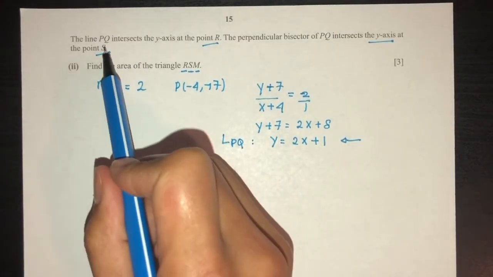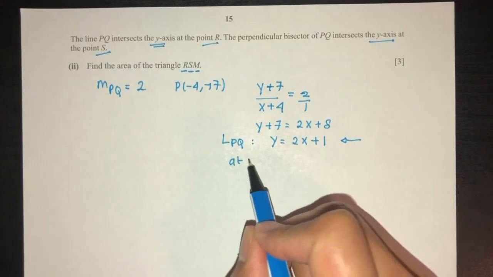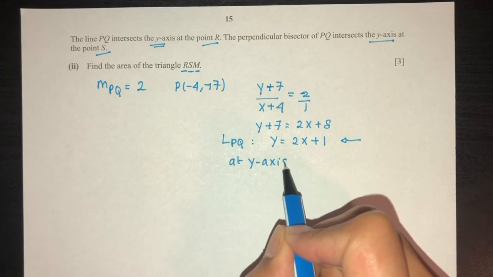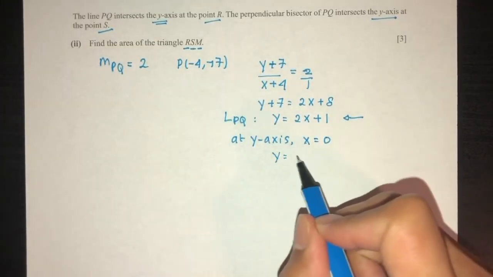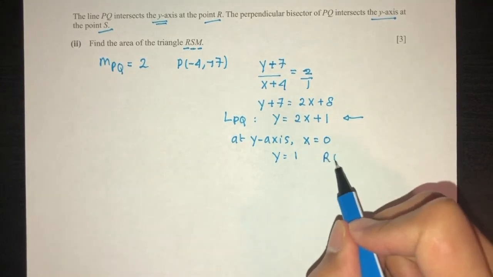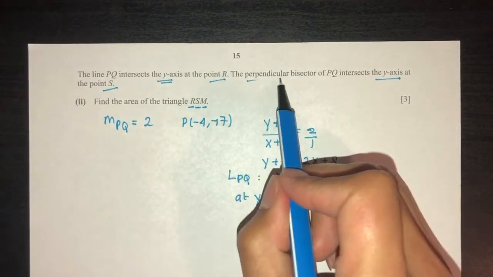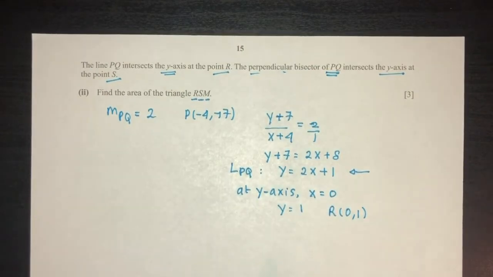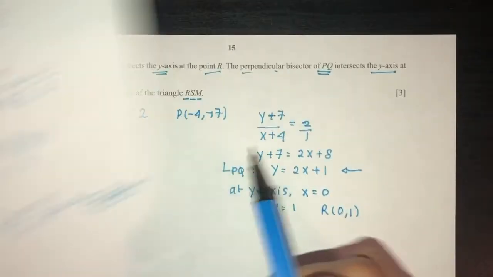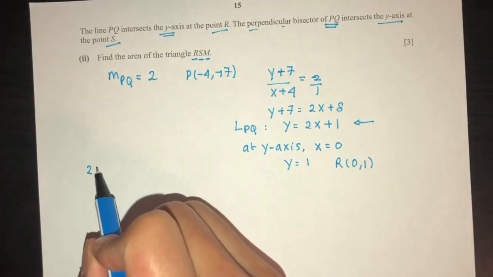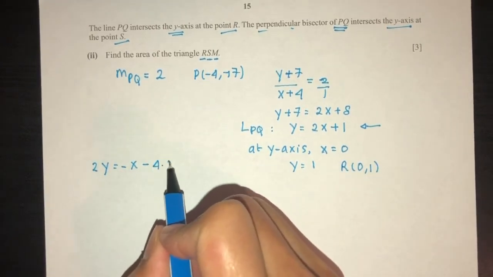Now it says the line PQ intersects the y-axis at the point R. So at the y-axis, we know that the value of x is equal to 0. So y is equal to 1. So R is equal to (0, 1). Okay. Now next thing is the perpendicular bisector of PQ. We have seen this in part 1. This is your equation for the perpendicular bisector of PQ. So we have 2y equal to minus x minus 4.25.